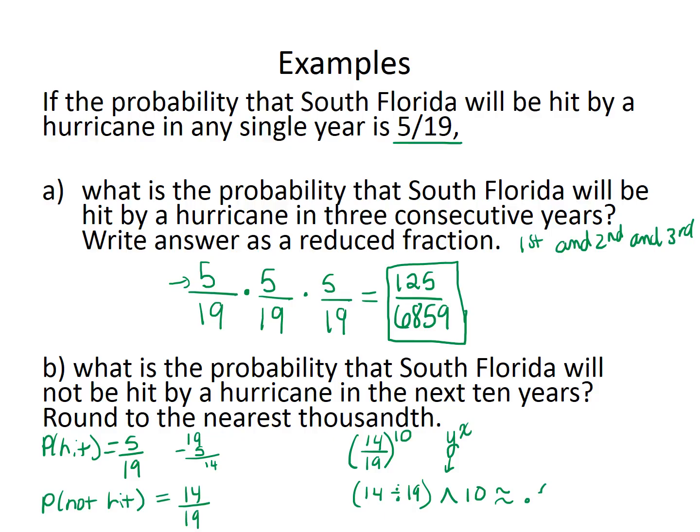So that's 0.04717, so the thousandth spot is 7, the number after it is less than 5, so we keep it at 7. All right, you would multiply 14 over 19 together 10 times, but that just means to the 10th power.